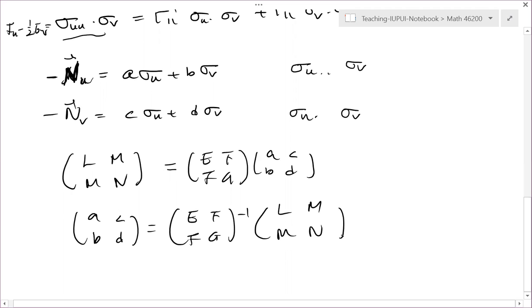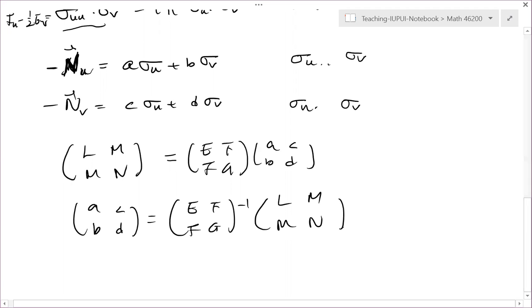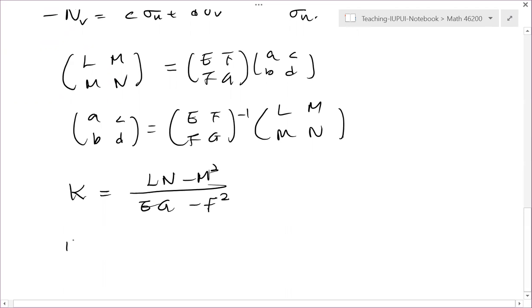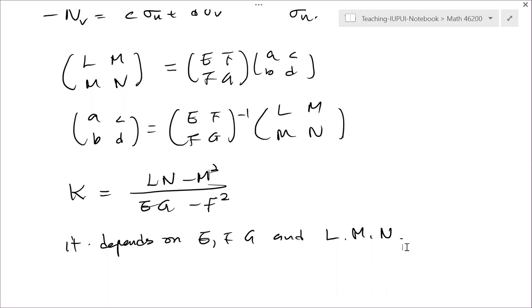Those are the information we need, and the most important thing is the Gaussian curvature. The original definition of Gaussian curvature you can express using this formula. Now here it depends on the first fundamental form. It depends on E, F, G, and L, M, N in this formula. Now Gauss's main contribution is because of his work.